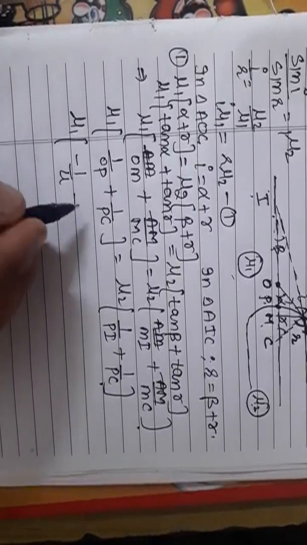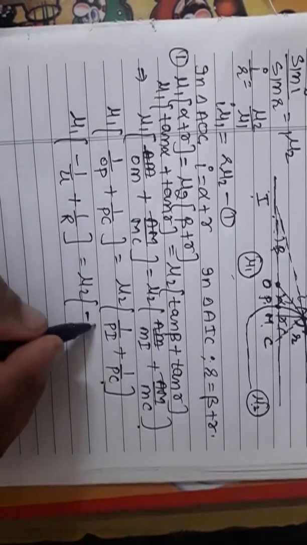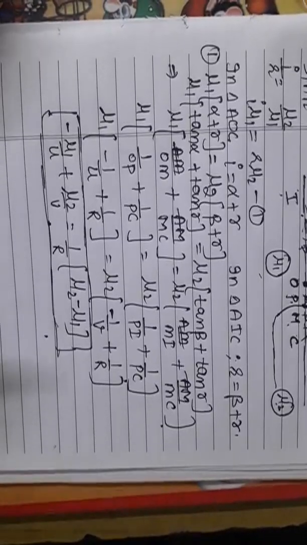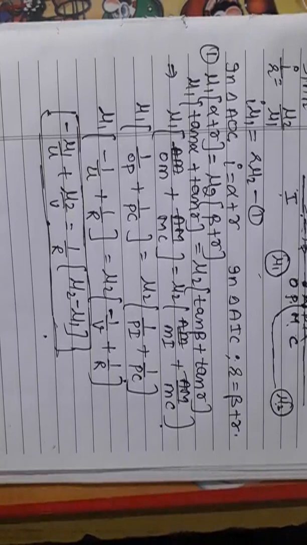Now let us put the sign convention. So it is minus 1 by u plus 1 by R is equal to mu2 into PI. Here minus 1 by v, on the PC side, plus 1 by R. So it is minus mu1 by u plus mu2 by v. Take 1 by R common, inside you get mu2 minus mu1. So if you check this, whether the image is real or virtual, the answer remains the same. There is no problem with the answer.